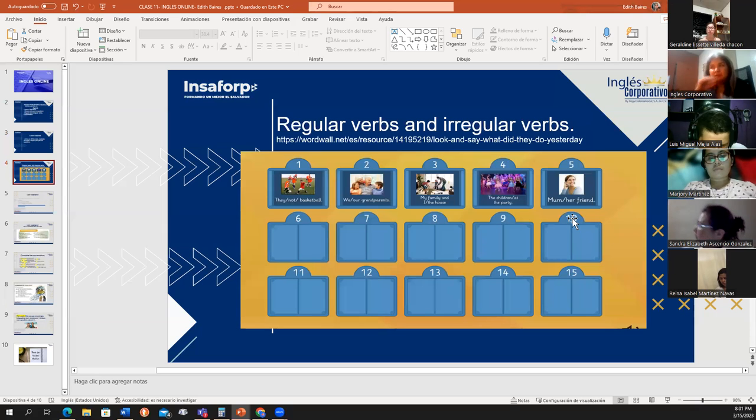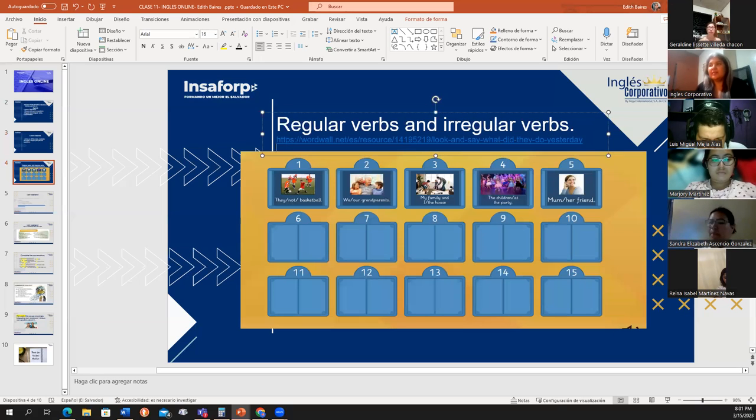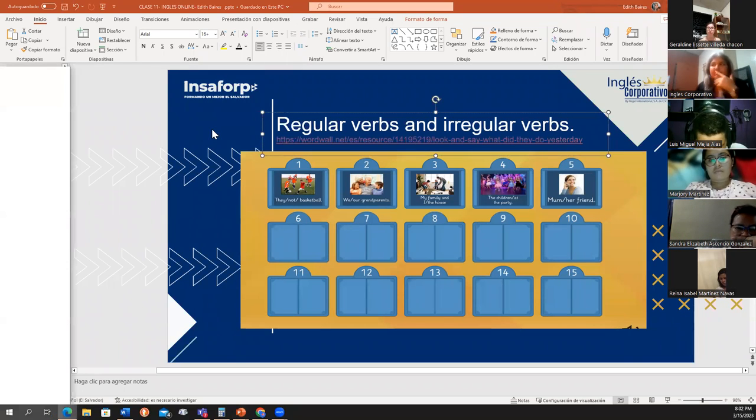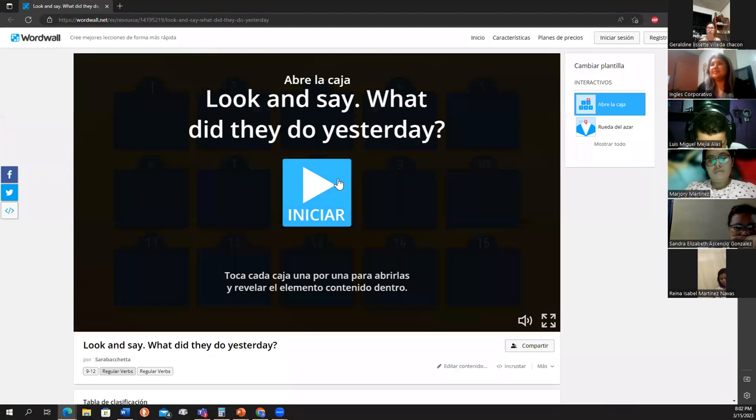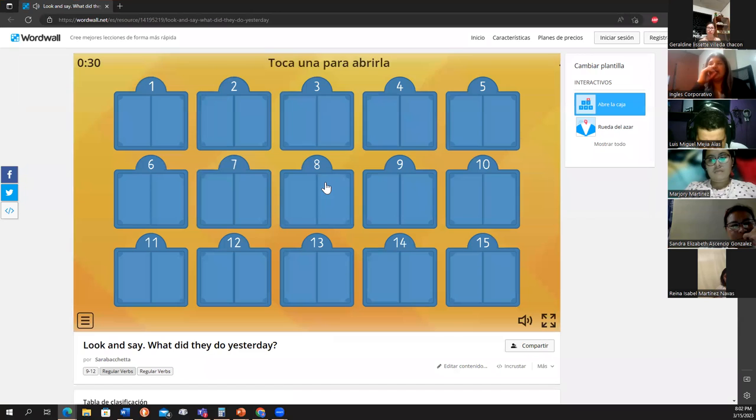Okay, we're going to review the simple past using this link. What I want is, in every number there is an image, and there is information about what they are doing, but what you are going to do is use the appropriate verb, okay, the appropriate verb in past.